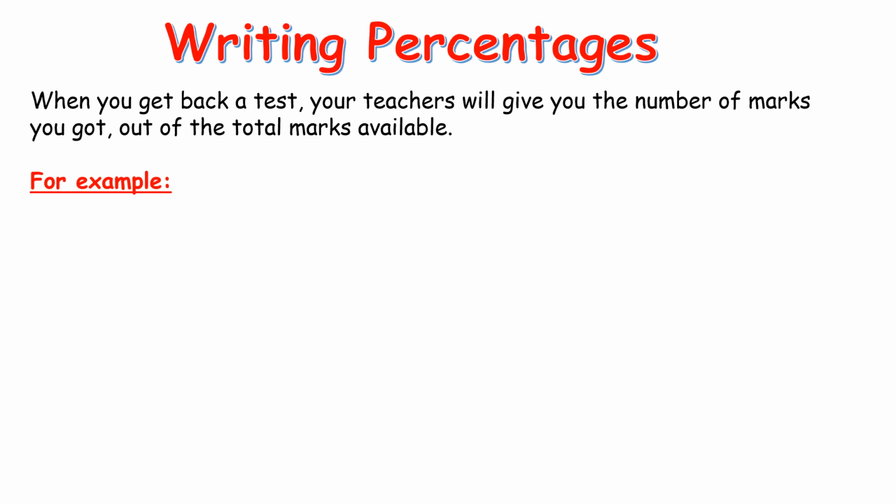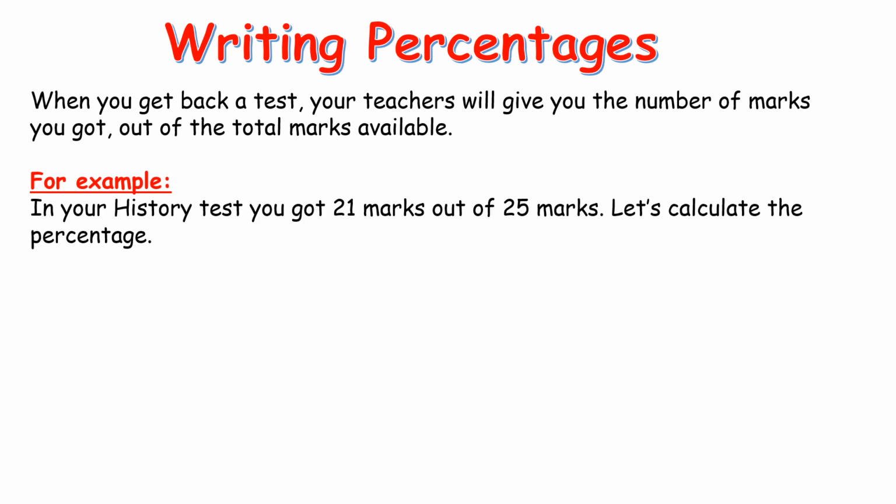So let's look at a quick example here. In your history test, you got 21 marks out of 25, and you want to understand, well, what's that as a percentage? Because our brains deal slightly better with percentages because they're standard. They're out of 100, we make sense of them, we use them a lot.